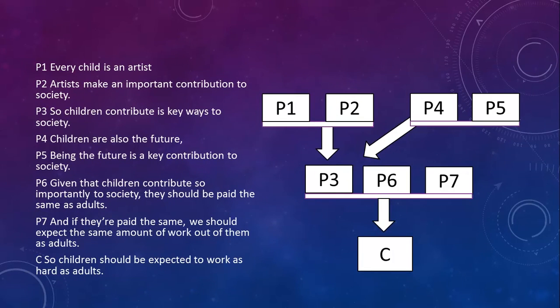So here's how I had it. The first 3 should be easy. Every child is an artist. Artists make important contributions to society. So children contribute in key ways to society. P1, P2 in dependent relation with P3. Everybody like that part of it at least? Okay? Now, I took it that there was a separate argument for P3. Children are also the future, being future is key to contribution to society. Therefore, children contribute. Yeah? Okay, yeah.